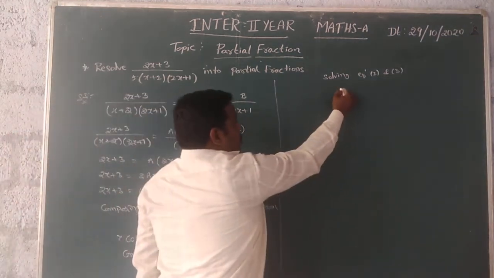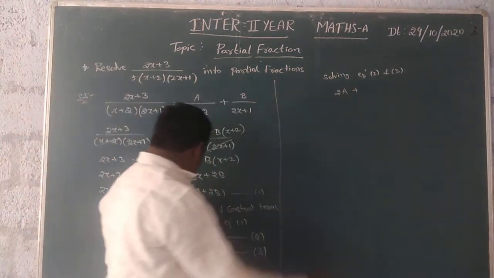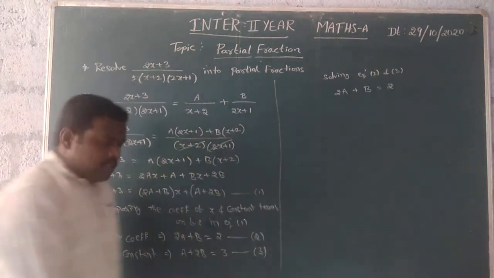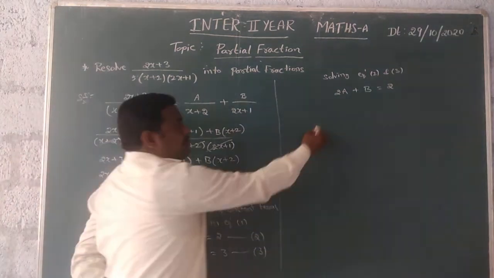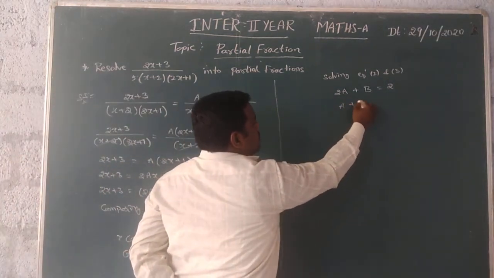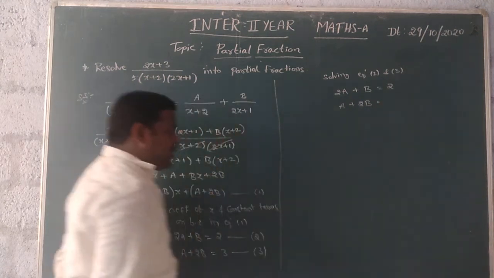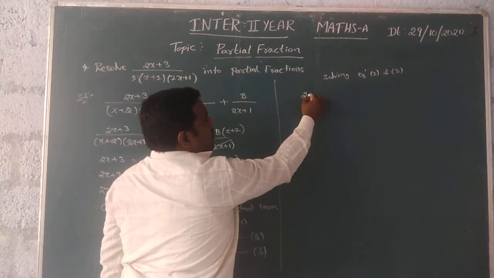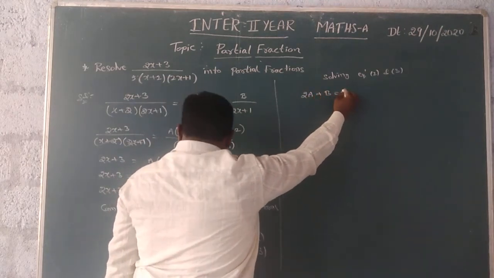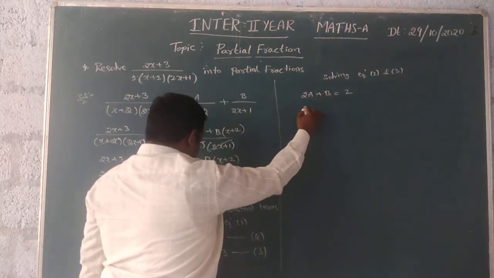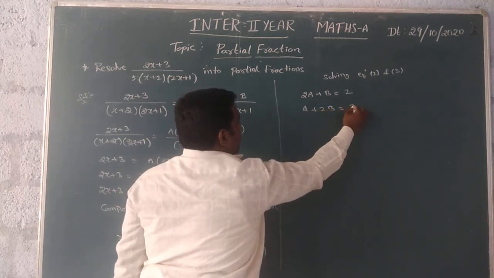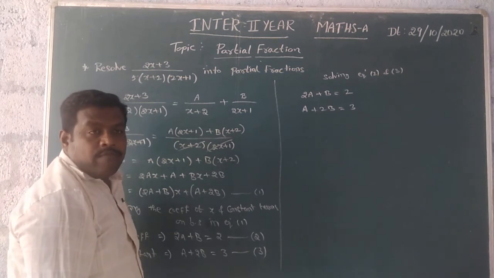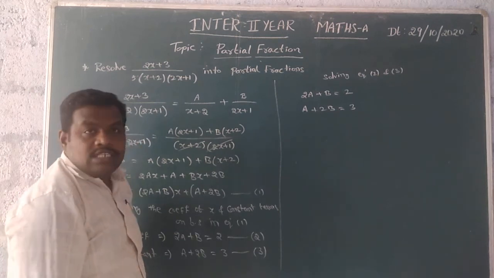What is the second equation? 2a plus b is equal to 2. The third equation is a plus 2b is equal to 3. Okay. So 2a plus b is equal to 2, a plus 2b is equal to 3. So here we can eliminate the b term. What's the LCM of the b coefficients? 1 comma 2, LCM is 2.